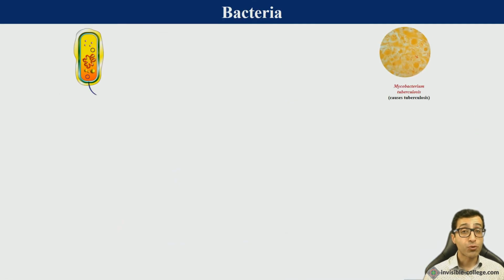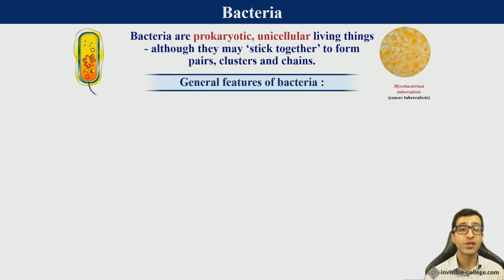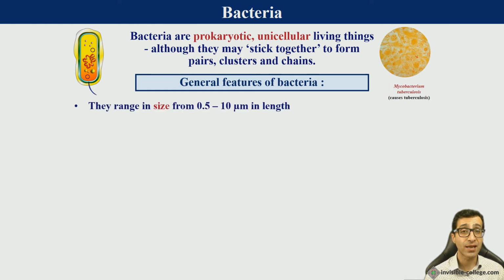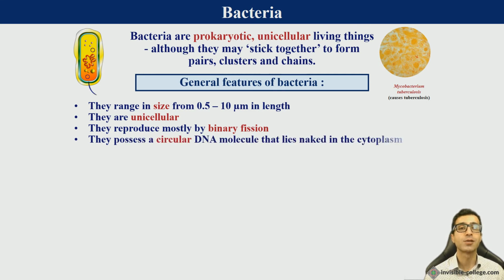So bacteria are prokaryotic, unicellular living things, although they can stick together and form pairs, clusters and chains. So let's quickly summarize the general features of bacteria. They are typically smaller than eukaryotic organisms. They range in size from between 0.5 and 10 micrometers in length. They are unicellular organisms. They reproduce by a process of binary fission. And they possess a circular DNA molecule which lies naked and without an envelope in the cytoplasm.